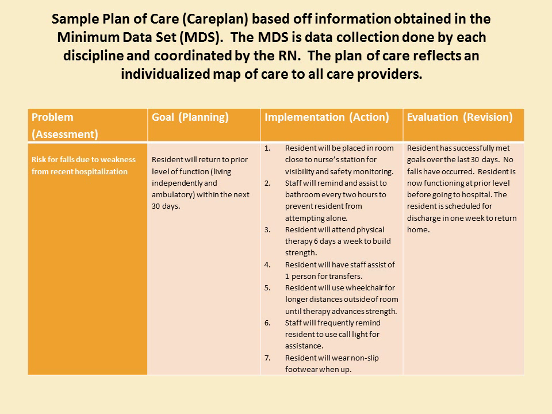Now in this scenario we just have the one problem identified, but in most situations there would be other issues here that are being addressed as well. In this situation we see that the resident had successfully met their goals. They had not had any falls, and they were functioning at their prior level before going to the hospital, so they're scheduled for discharge. So this would have been a goal met.